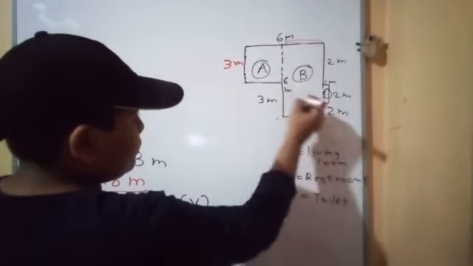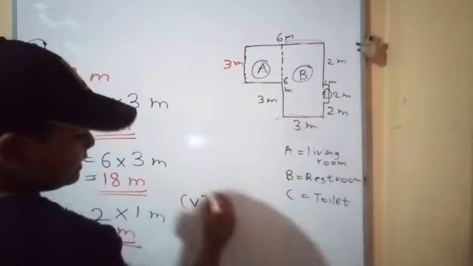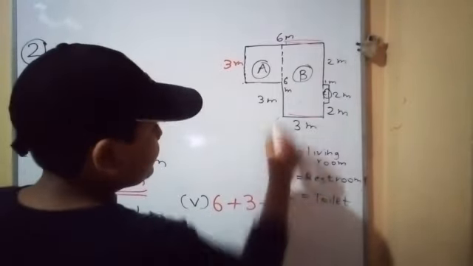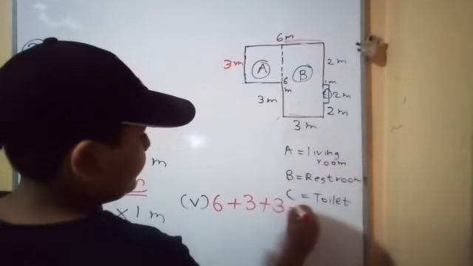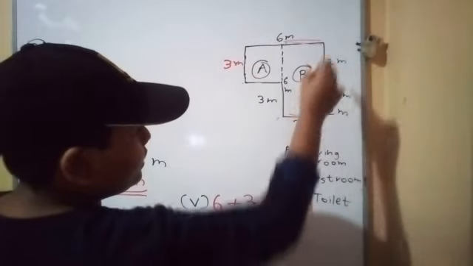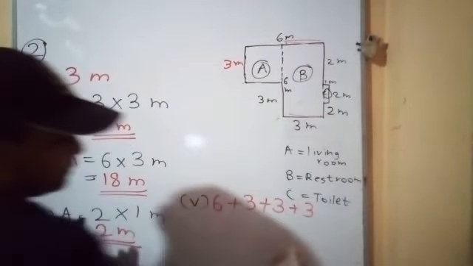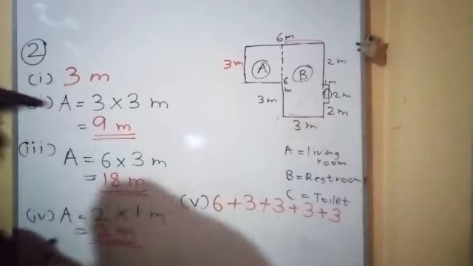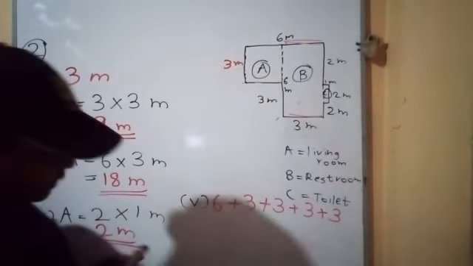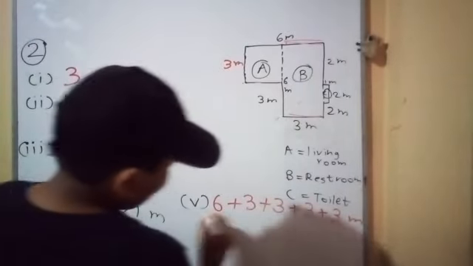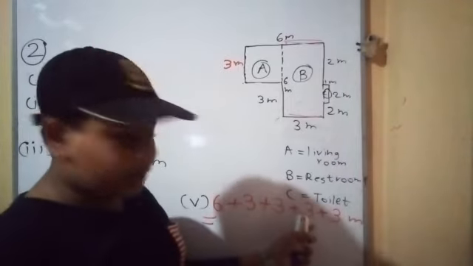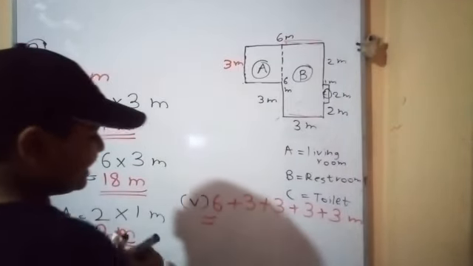So, now you know this 6 plus this 3 plus 3 and this one is 3. Right? Now, what are the units? Meters. So, what is the answer? Now, 6 plus 3 is 9, 9 plus 3 is 12, 15, 18. So, 18 meters.